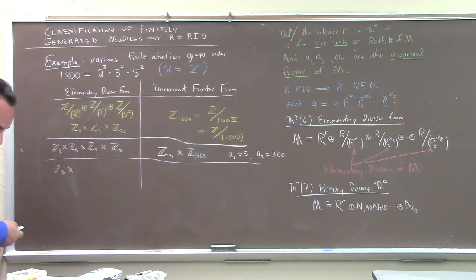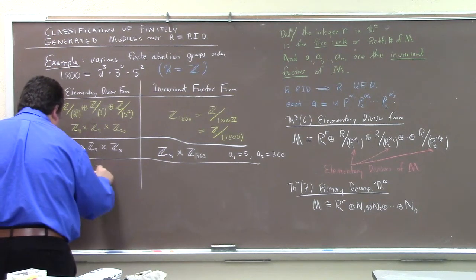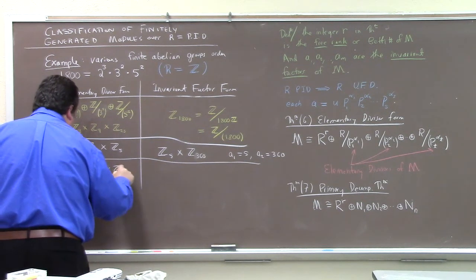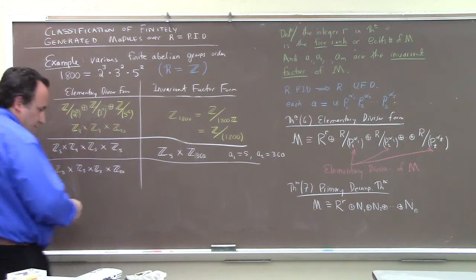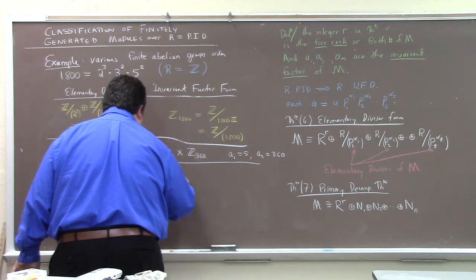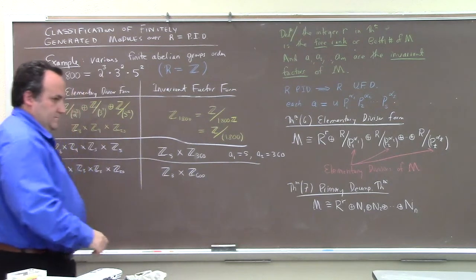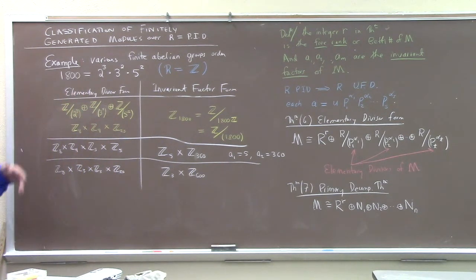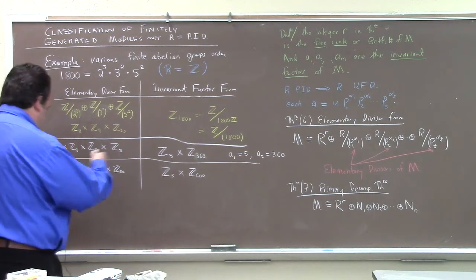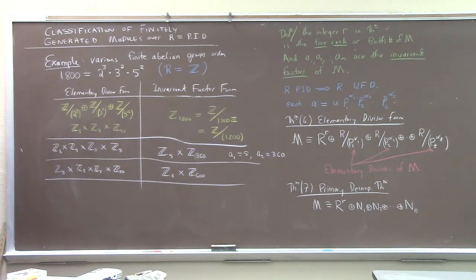Next I have Z8 cross Z3 cross Z3 cross Z25. Correspondingly, we have Z3 cross Z600. This one has A1 equal to 3 and A2 equal to 600. As you can see, the divisibility holds.